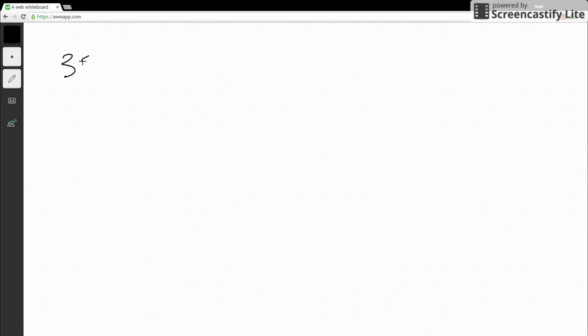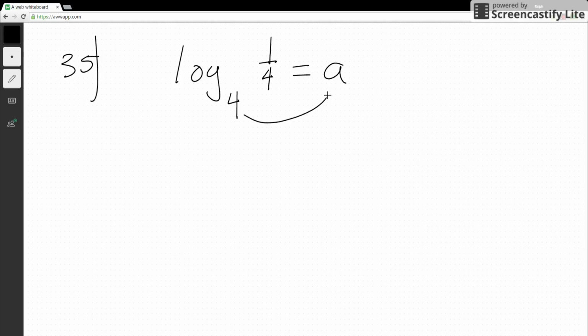35. After I plug in, I get log base 4 of 1/4. I'm going to go ahead and convert this one to an exponential, but I can do it the same way basically. So 1/4 is equal to 4 to the a, using that dummy variable to hold the place. I can rewrite this as 4 to the negative 1. And if the bases are the same, the powers are also the same.